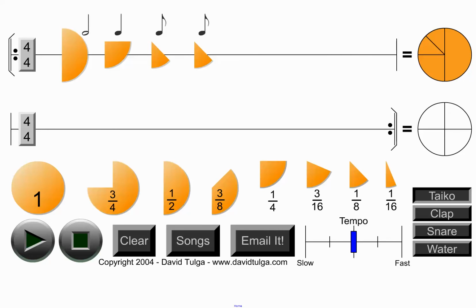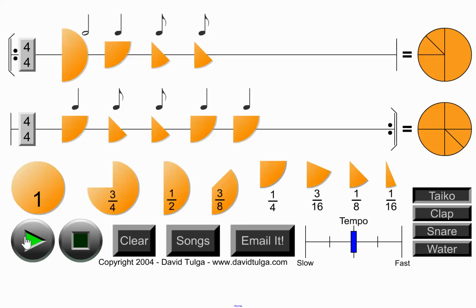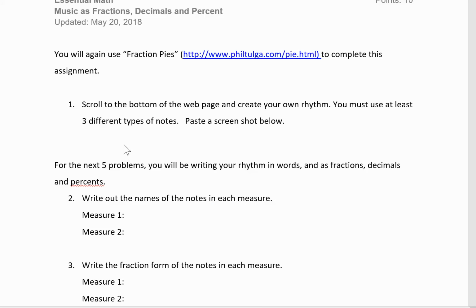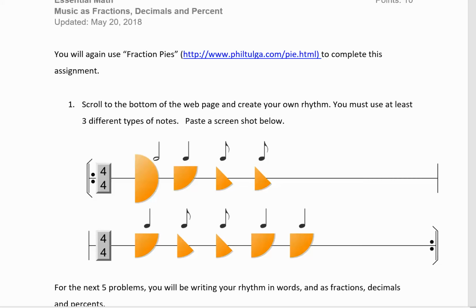You'll notice when the measure is done, my pie graph is filled in. Do something different for measure 2. Once you're done with your rhythm, take a screenshot and paste it into your worksheet. So I just put my rhythm, pasted it underneath number 1. We're going to use that rhythm to do numbers 2 through 6.